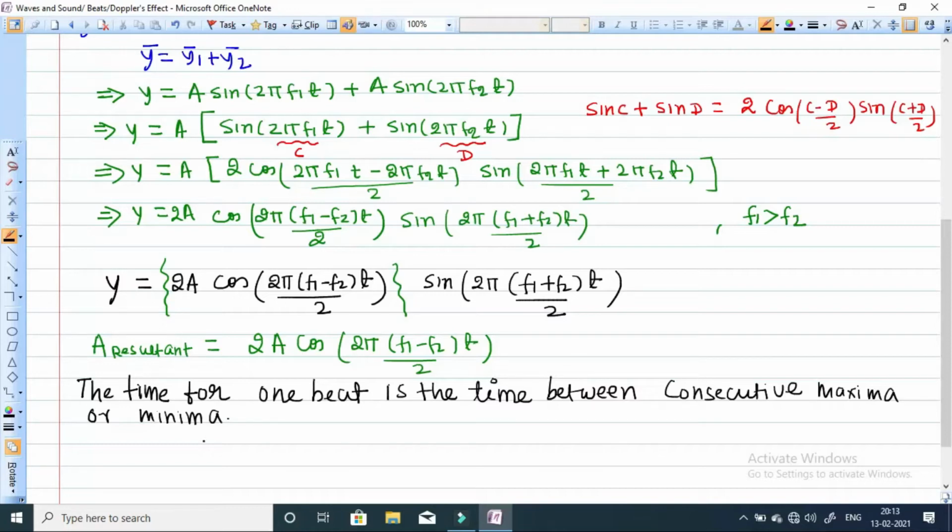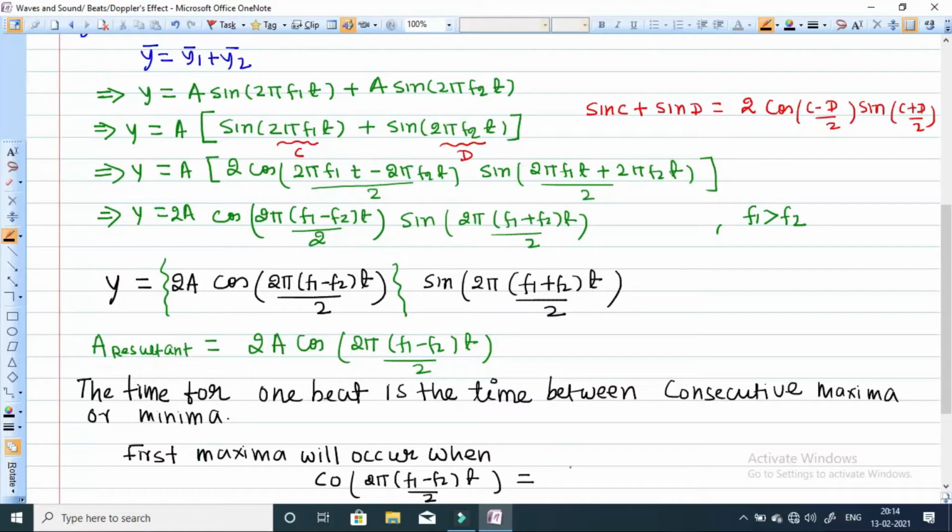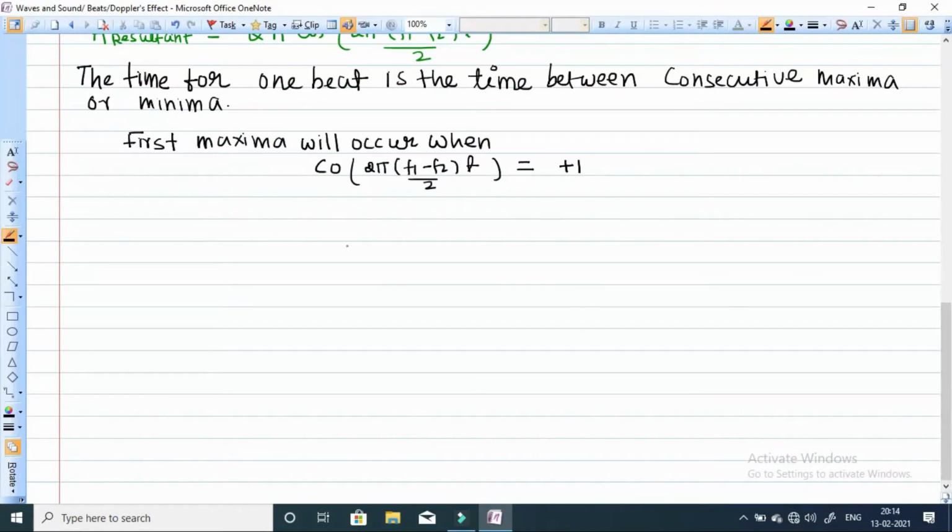So first we are going to calculate the first maxima. The first maxima will occur when this cos will take its maximum value. First maxima will occur when this cos value, cos of 2 pi (f1 minus f2) into t divided by 2, will be equal to plus 1, because the maximum value of the cosine function is 1.